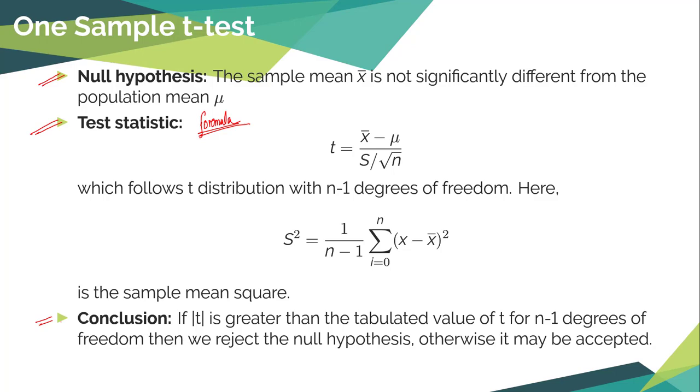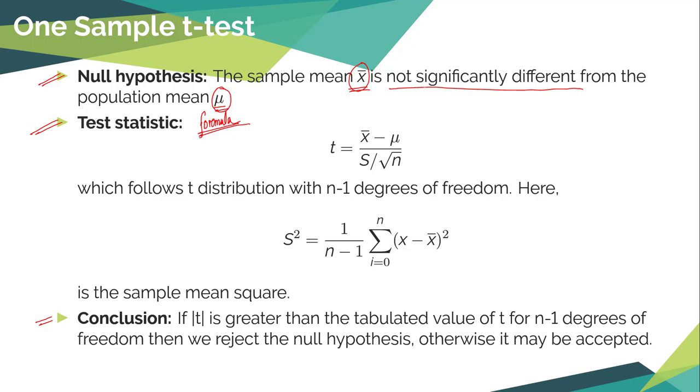So for one sample t-test, the null hypothesis is that the sample mean x bar is not significantly different from the population mean mu. See, I have already stated while defining the null hypothesis that it is a statement of no difference. That's why we are assuming that there is no significant difference between the quantities x bar and mu.